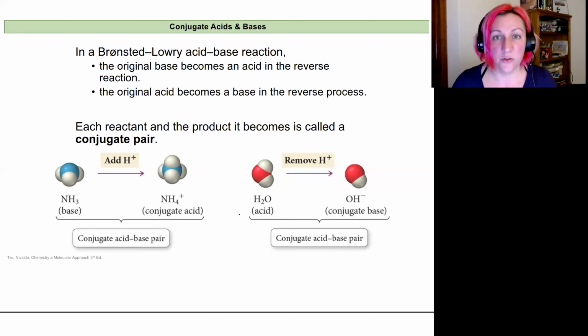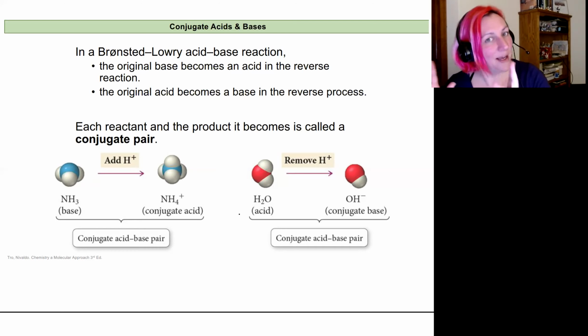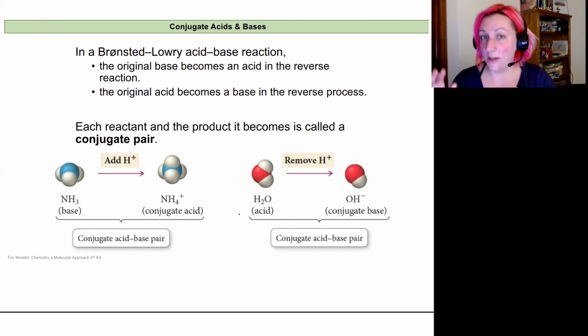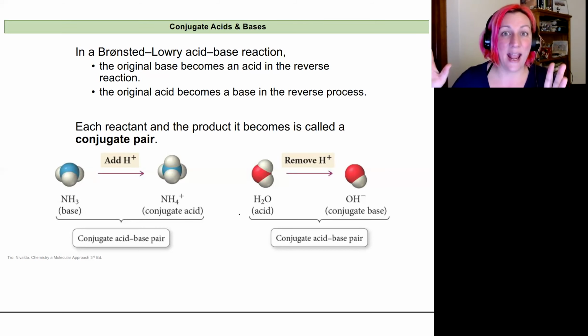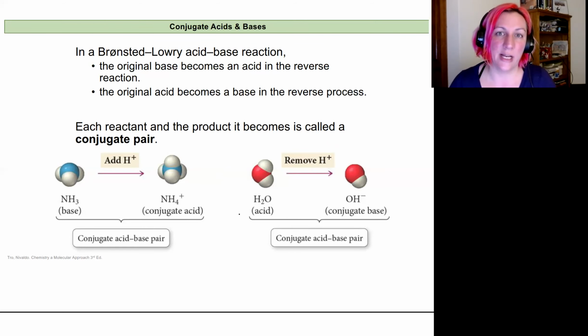That's super confusing. So we are going to give our product acid and base a different name. It's going to be the conjugate acid and the conjugate base, to say, hey, it's the product of an acid-base reaction. And this helps us predict the products.